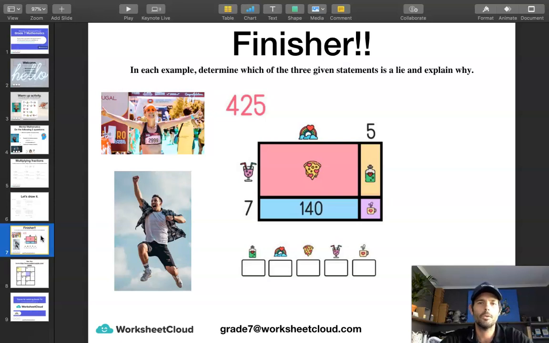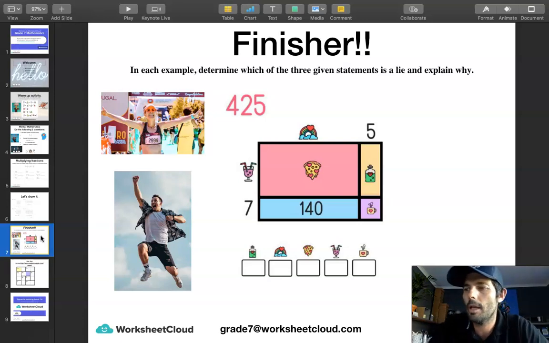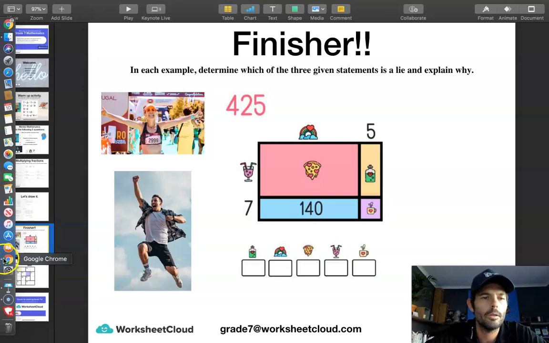So your finisher for today, again, is a visual representation of a multiplication sum. You need to tell me what the values are of the strawberry milkshake, the love rainbow, the pizza, the love potion, and the coffee mug with the heart on it. So press pause, go ahead and work it out, and then press play and see if you can get the same answer that I'm going to work out right now.